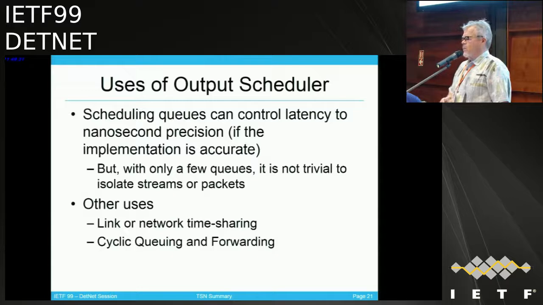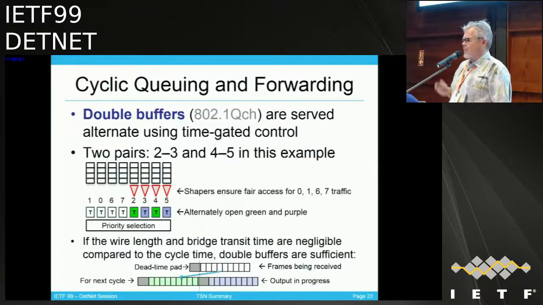Other uses, we can use that to timeshare a link or a network. We can use it for cyclic queuing and forwarding. What is cyclic queuing and forwarding? I'm glad you asked. Another way of achieving fixed guaranteed end-to-end latency is this.